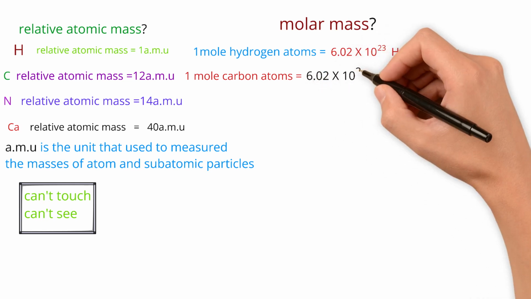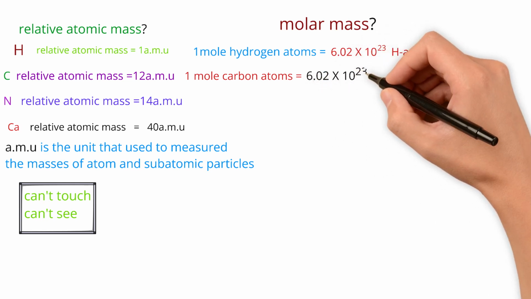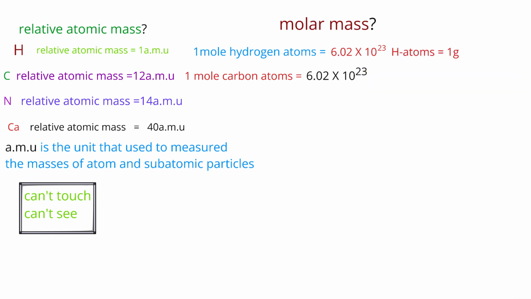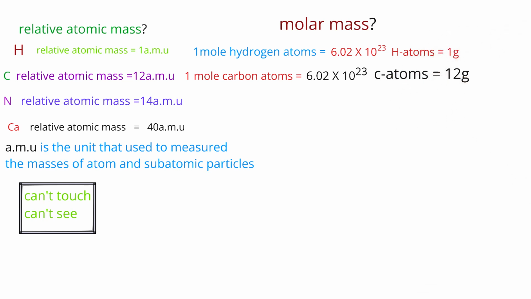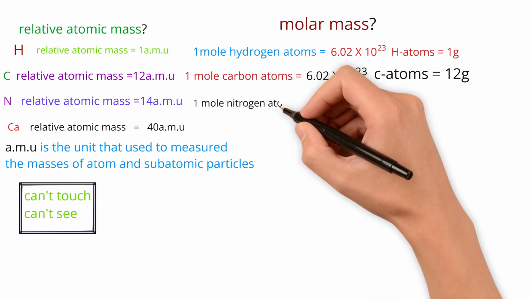1 mole of carbon atoms contains 6.02 times 10 to the power of 23 carbon atoms. Again, the mass of 6.02 times 10 to the power of 23 carbon atoms is equal to 12 grams. Don't forget, the mass of a single carbon atom is equal to 12 atomic mass units. But the mass of 6.02 times 10 to the power of 23 carbon atoms is equal to 12 grams.